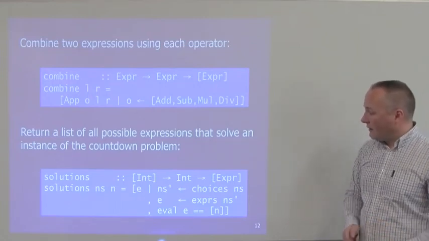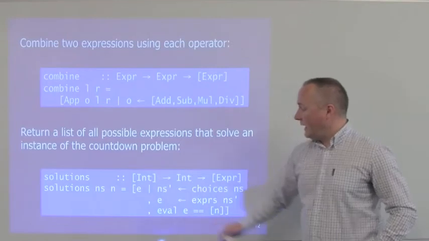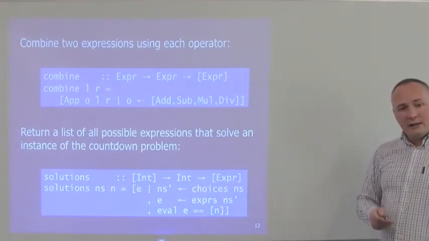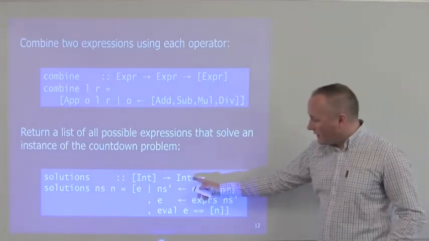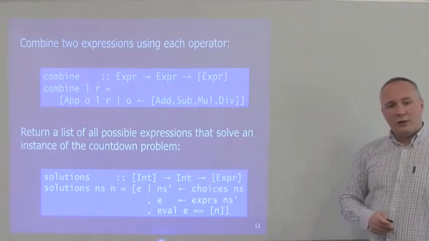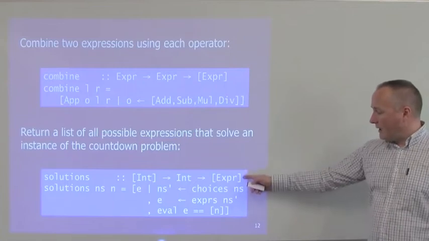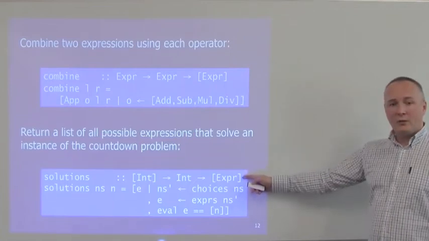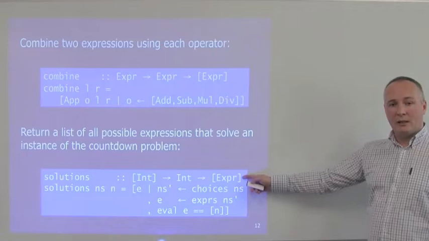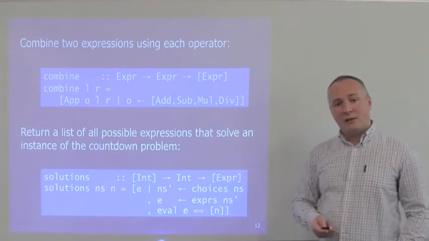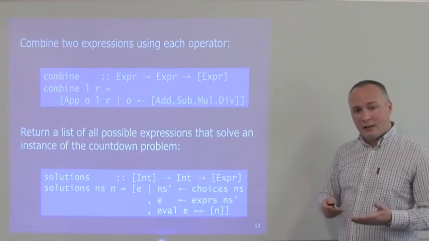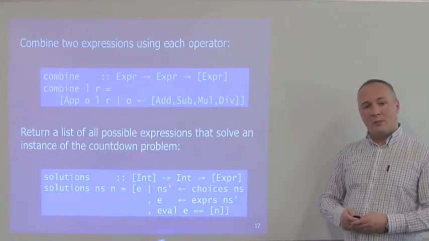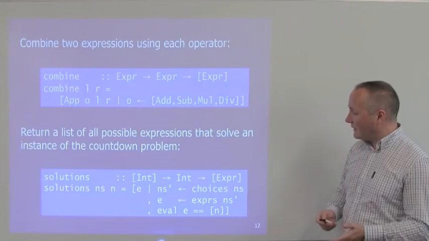So our solution finder is going to take 2 inputs. You give it the 6 numbers that you're given at the start of the problem. You give it the single target number which you want to reach, and it will give you back all possible expressions which solve that particular problem. So in the case of our example problem at the start, it will give you all 780 different expressions which solve that example problem. So how does it actually work?